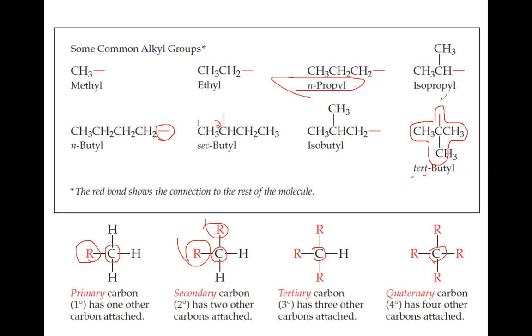So, if this was a carbon right here that was attached to this in the middle, that would be a quaternary carbon because it's got 1, 2, 3, 4 carbons, right? This carbon here would be a tertiary because it's bound to this carbon, this carbon, and this carbon. So 3, right? And this one would be secondary because it's got this carbon here to the right and this carbon here to the left.